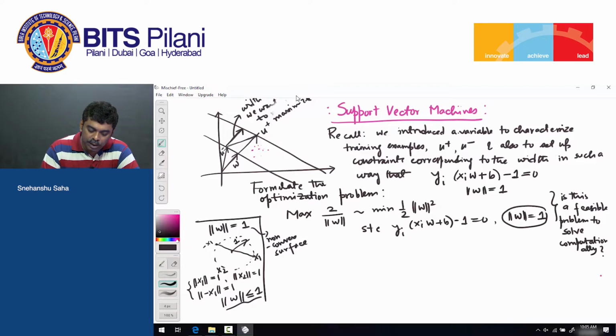In fact, the objective function was also non-convex, but we transformed the non-convex objective function into a convex objective function. However, the constraint itself is non-convex. So think of this as 1 over norm of W. Maximize 1 over norm of W is equivalent to writing minimize just the norm of W. So you take the inverse of it.